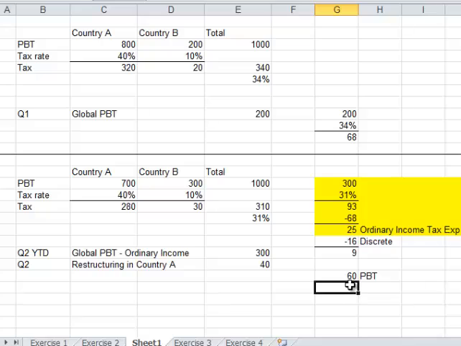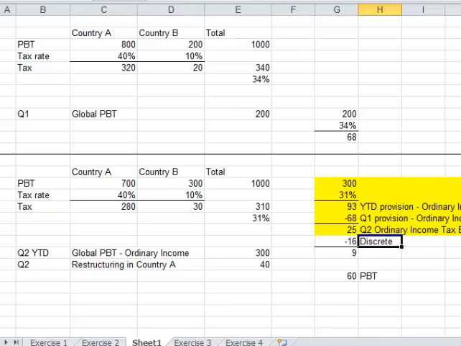So this yellow shaded section is me calculating the provision on an ordinary income basis. My 300 of year-to-date income is ordinary only, excluding the non-recurring stuff. My tax rate is my annual effective tax rate that I've estimated, excluding those non-recurring items. And therefore, my 93 provision is my year-to-date provision on ordinary income. This was my Q1 provision on ordinary income. And so this is my Q2 ordinary income tax expense.